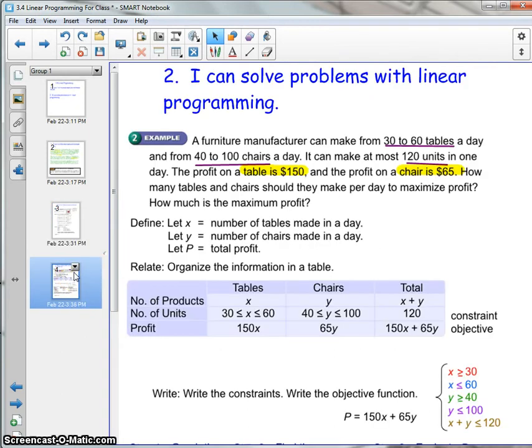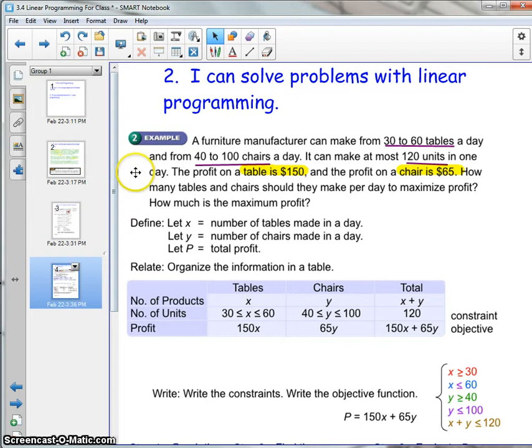Jumping into another example, we want to look at how to solve problems using this linear programming. So same ideas as we did in example 1. Now we're just going to use them in an applied problem here in example 2.